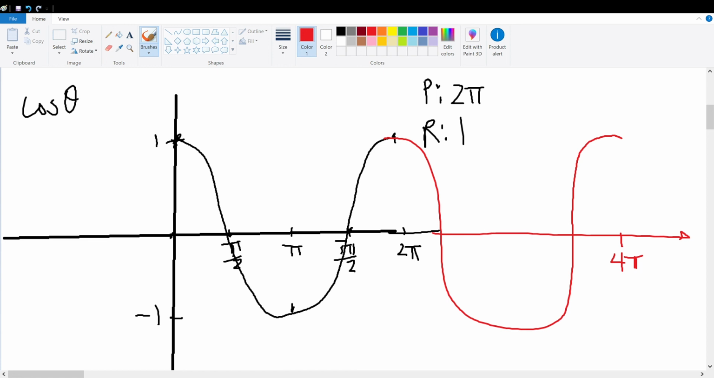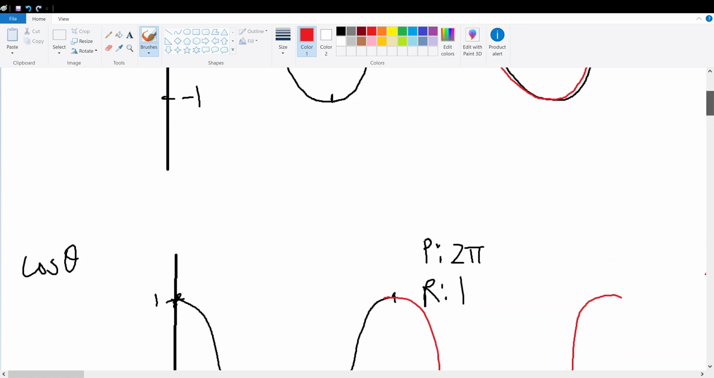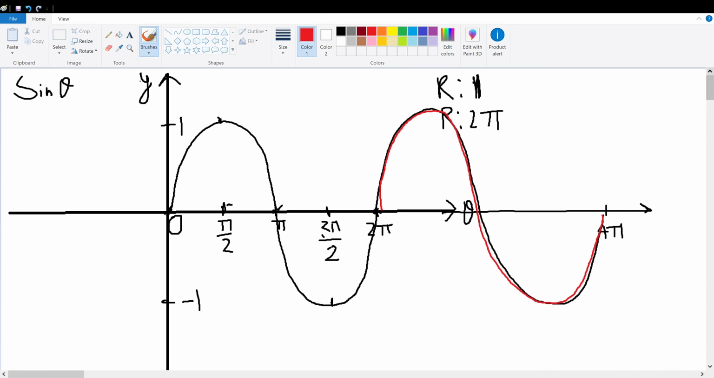So as a recap, the cosine function's graph has a period of 2 pi, and the cosine function's range is 1. And the sine function's graph has a period of 2 pi, likewise the cosine, and the sine again has a range of 1. In the next video, we'll be graphing out the tangent and cotangent graphs, and then following the secant and cosecant. I hope you learned something new.